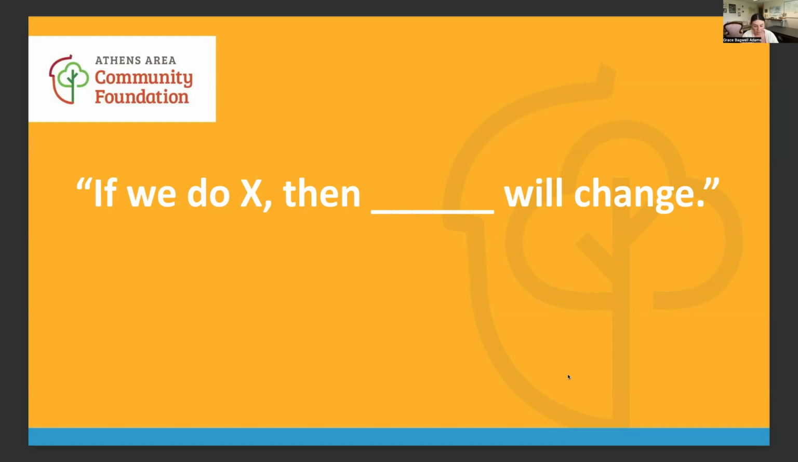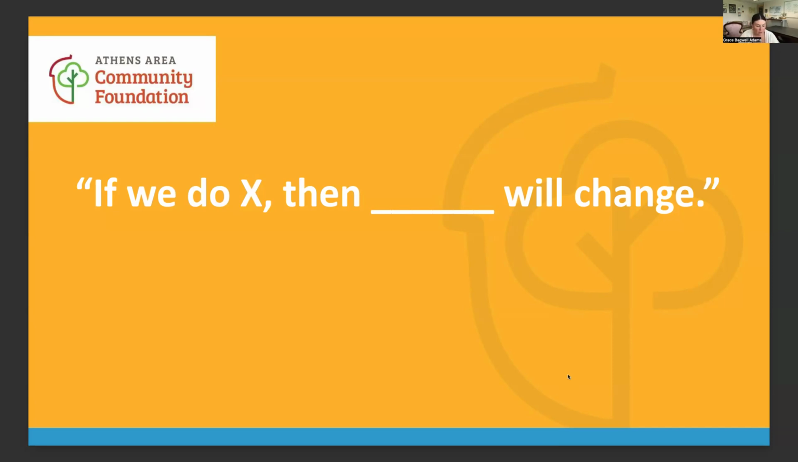There's an example. That statement provides a direct connection between the activity, in this case the training, and the expected outcome, which is improved communication, making the intended change clear. So this is an if-then statement that helps you really articulate your theory of change.